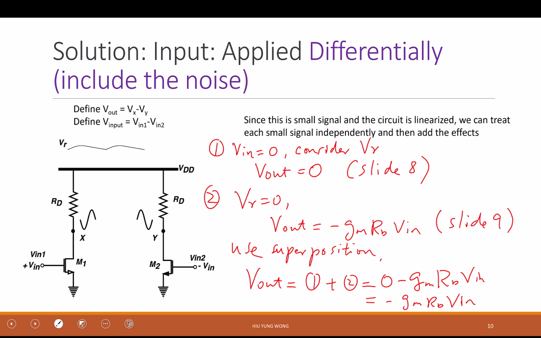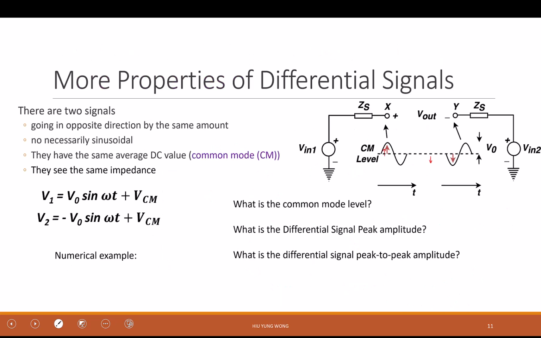Any questions? So up to here, I have shown you that I have developed a system that can avoid this common mode noise. But this is just differential input. We have not talked about the real differential amplifier yet. We will talk about that later. Okay, so now we are at this stage, then let's study more properties of the differential signal.